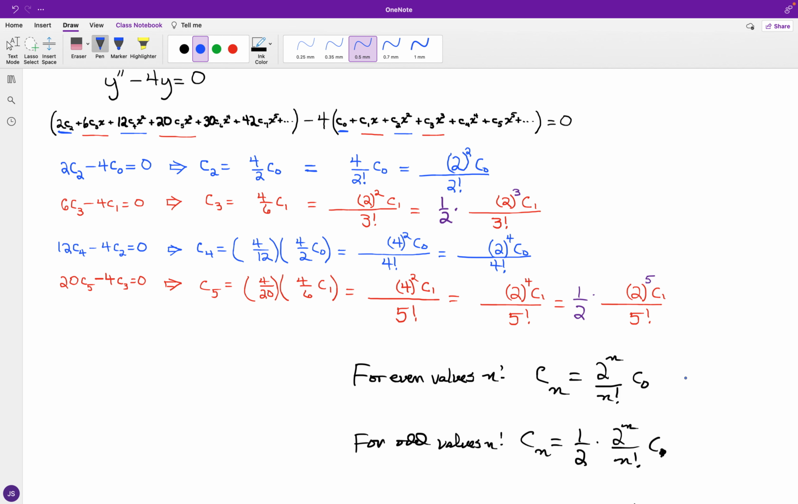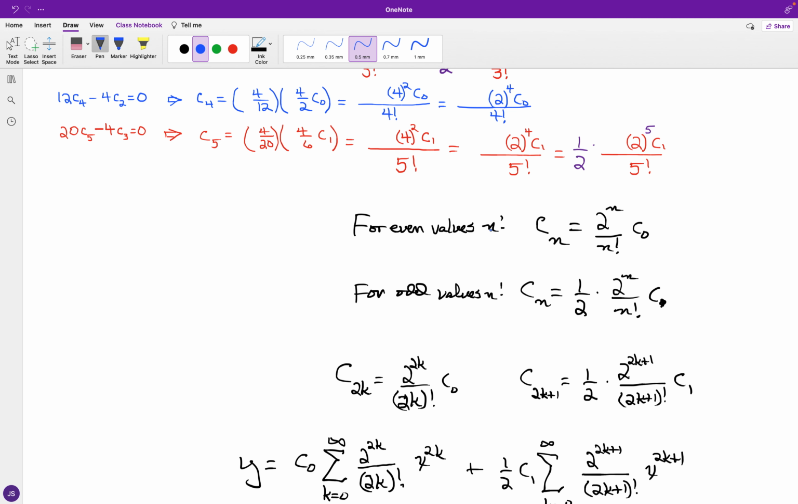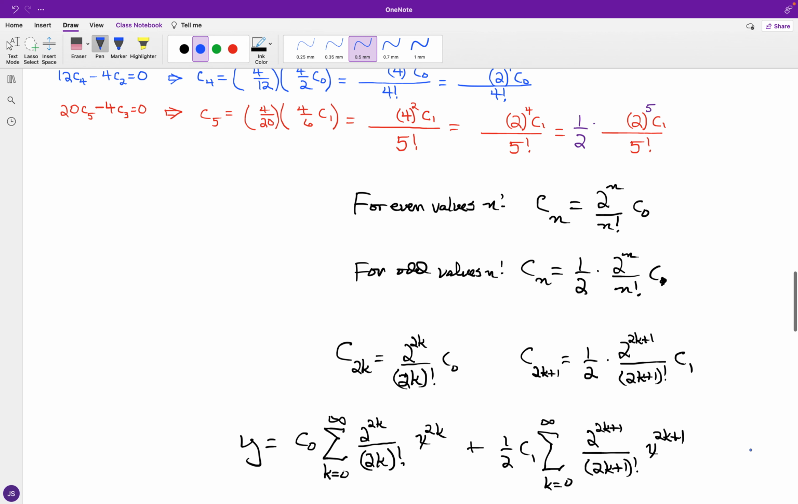So for even values of n, we have c sub n is equal to 2 to the n over n factorial c naught. And for odd values, we have c sub n is equal to 1/2 times 2 to the n over n factorial c sub 1. And just looking at separating, if I let n go to 2k and had the odd values to be c sub 2k plus 1, this is what we have in the general layout.